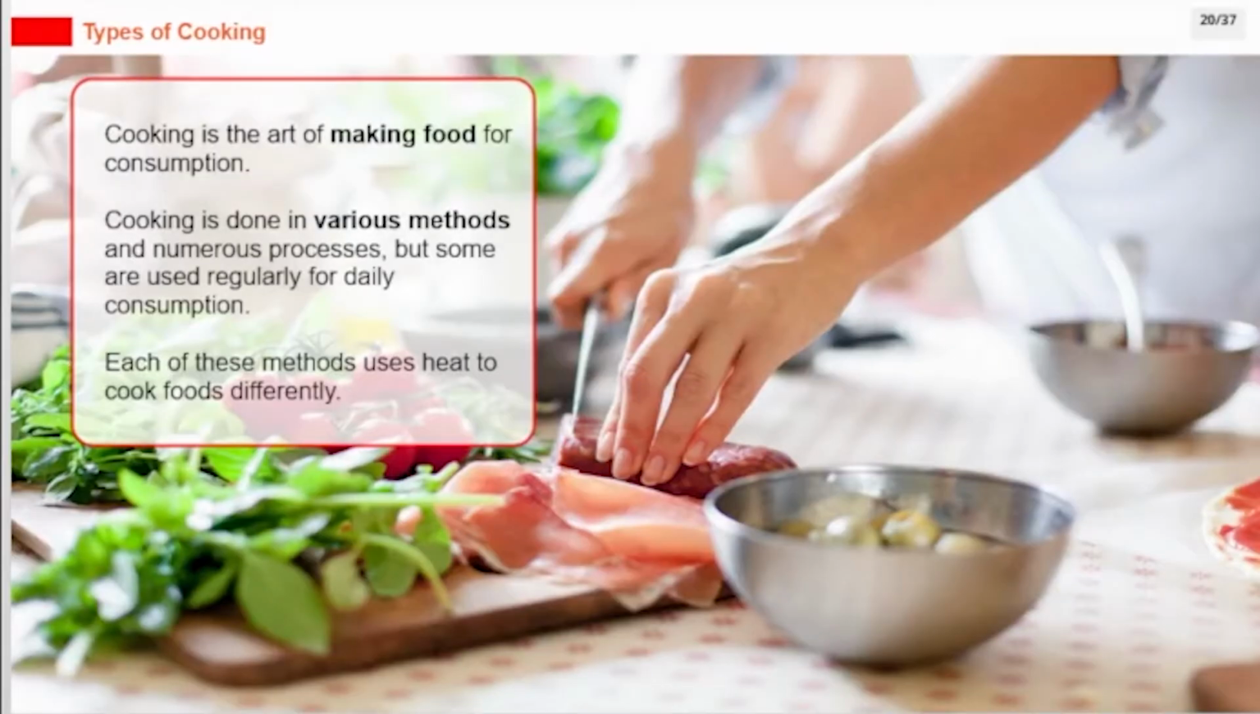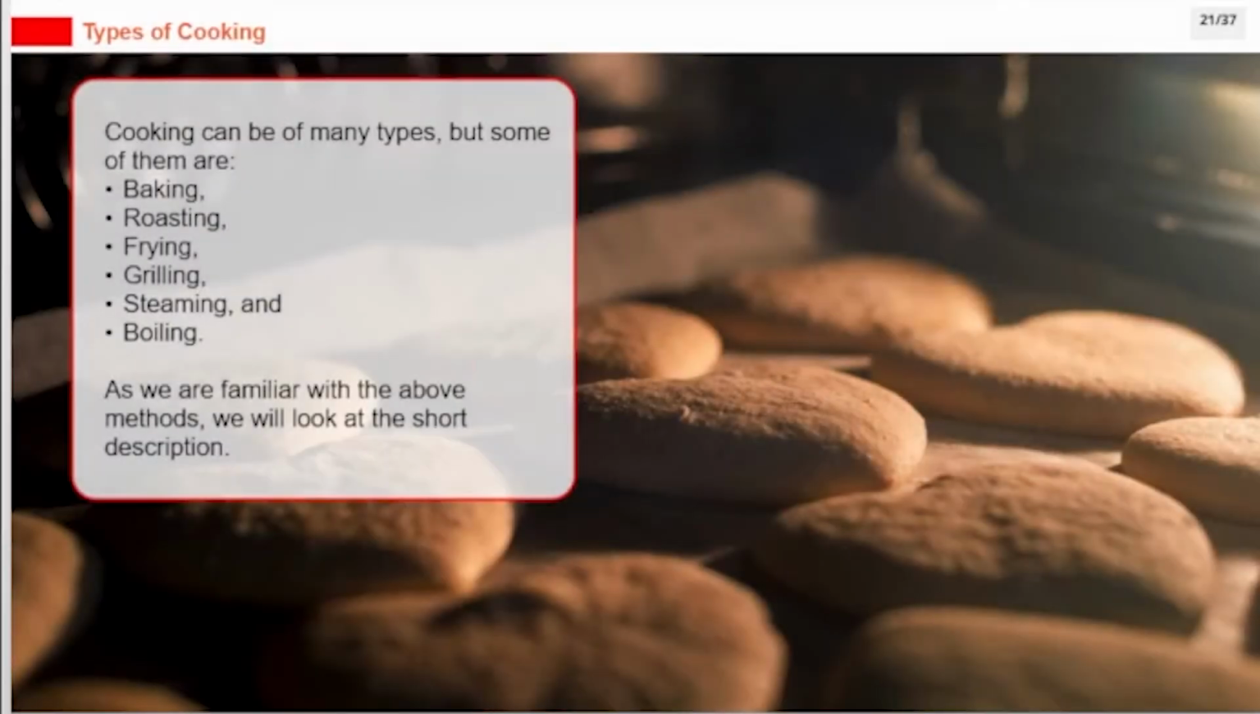Cooking is the art of making food for consumption. Cooking is done in various methods and numerous processes, but some are used regularly for daily consumption. Each of these methods uses heat to cook foods differently. Cooking can be of many types, but some of them are baking, roasting, frying, grilling, steaming, and boiling. As we are familiar with the above methods, we will look at a short description.